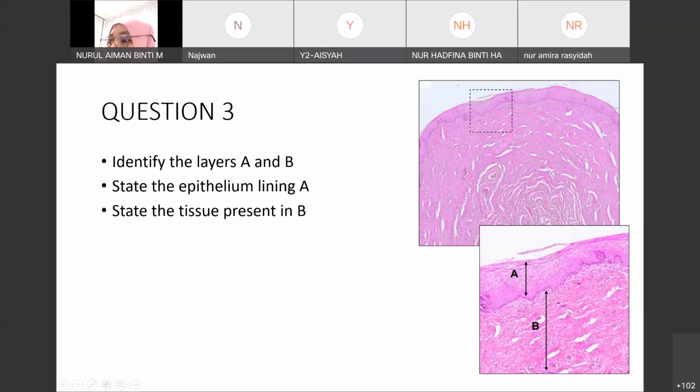B? B is the muscularis layer. Okay, so state the epithelium lining A. What is the epithelium lining A? Okay, stratified squamous non-keratinized. Very good. So this is the structure of, what is this? Most likely, vagina. Okay, vagina. Very good.